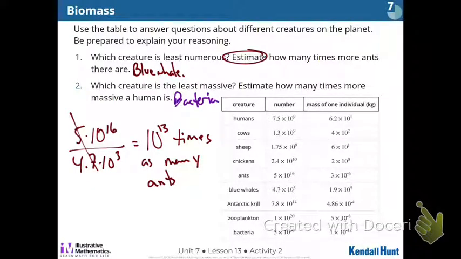And it wants to know how many times more massive a person is than a bacteria. So I'm going to do the mass of a person, 6.2 times 10, or 62 kilograms, divided by the mass of a bacteria, which is 1 times 10 to the negative 12. So this 6.2, you could use it. It's not hard to divide by 1, but I'm just going to say I'm going to have 6 there. But a 6.2 isn't wrong at all. That's an evaluate.